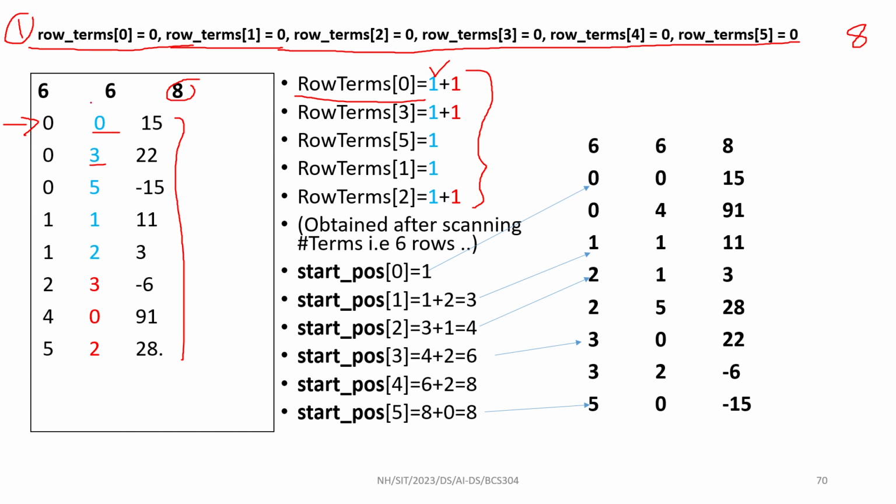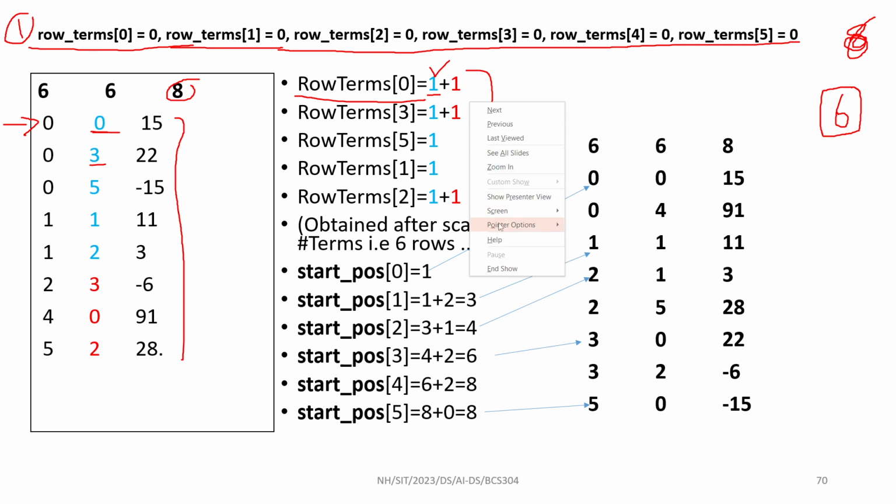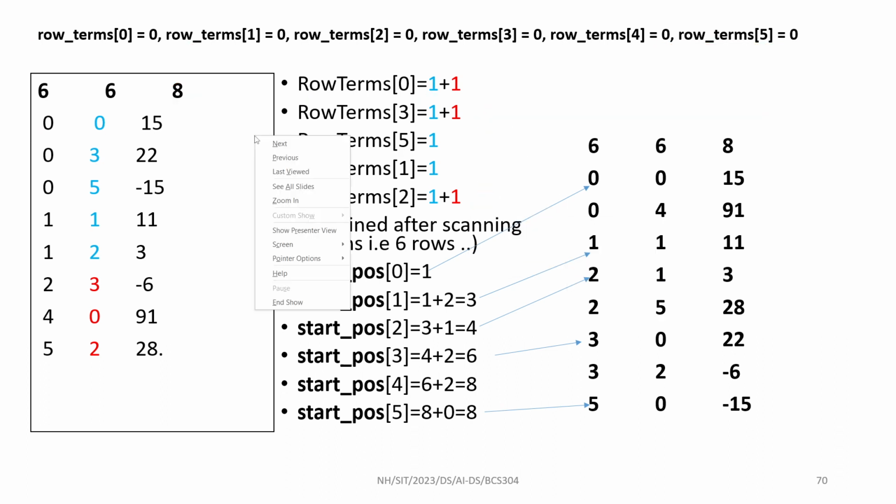We need 6 units of time because there are 6 columns. 6 times I have to repeat. Sorry. We need to initialize the row terms, that requires 6 units of time. Next, there is an entry here, increment it by 1. There is an entry here, increment it by 1.